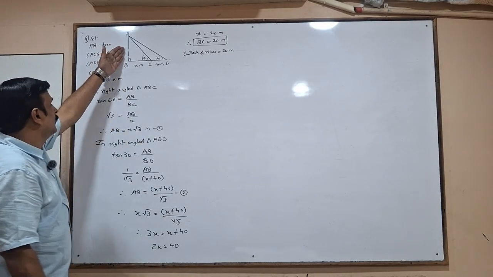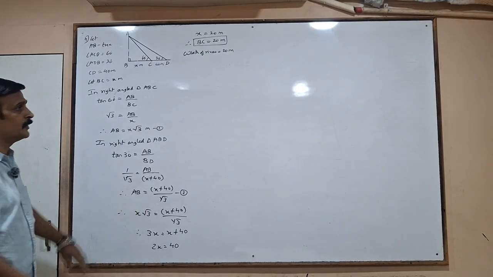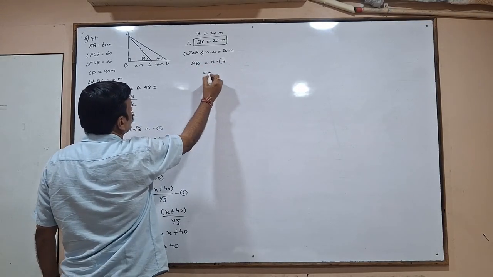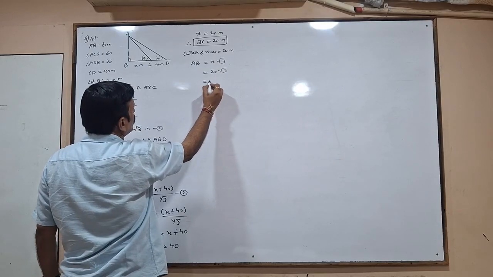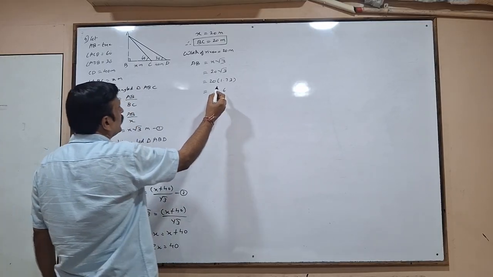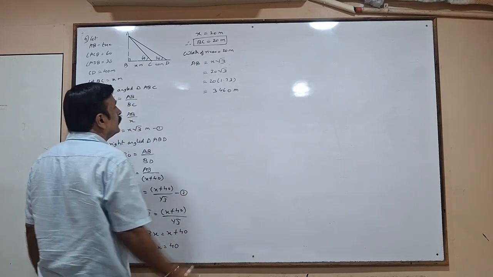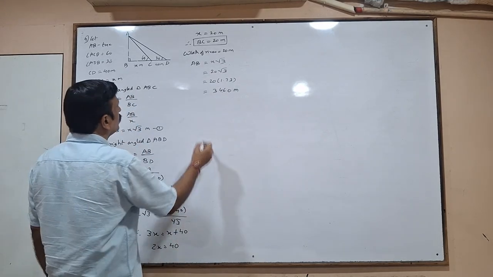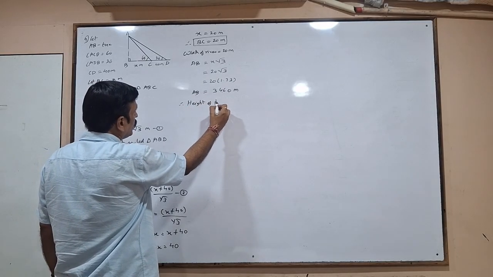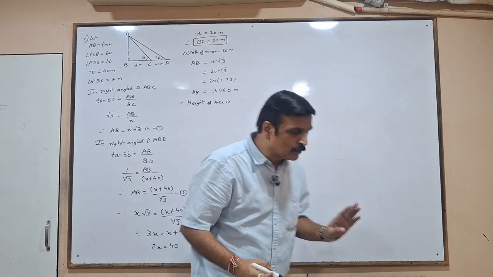Now I want AB. Either I can use this relation or I can use this relation. AB is x root 3, which is 20 root 3, 20 into 1.73, which is 34.60 meter. Therefore, height of tree is 34.60 meter. Correct up to 2 decimal places, as they have said.